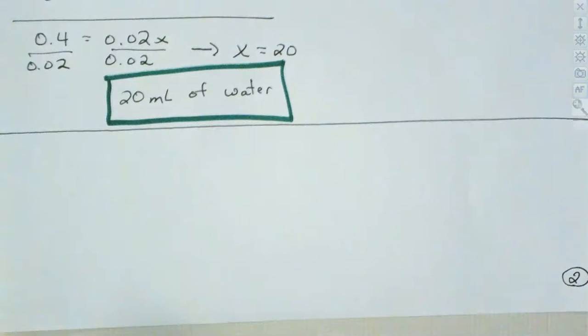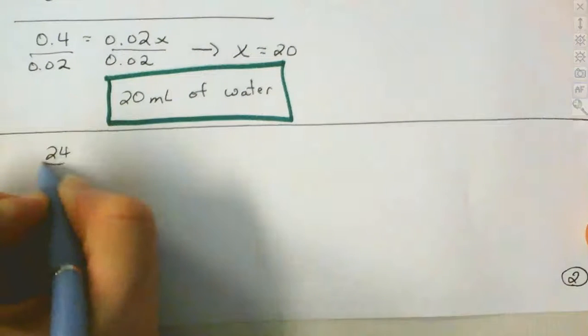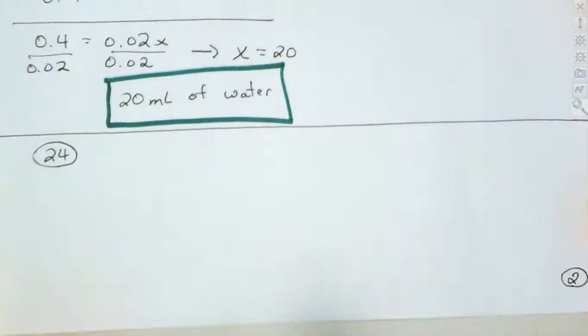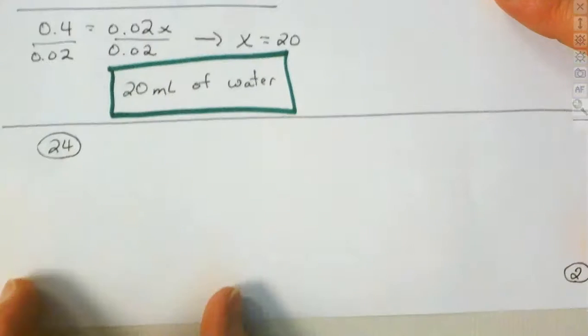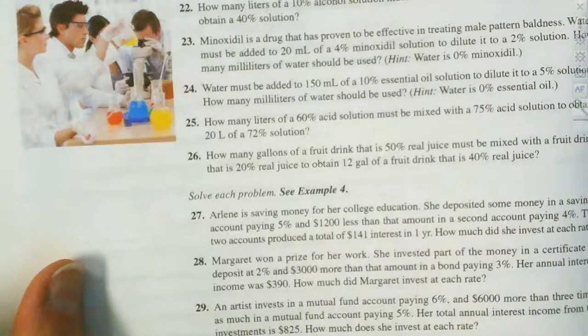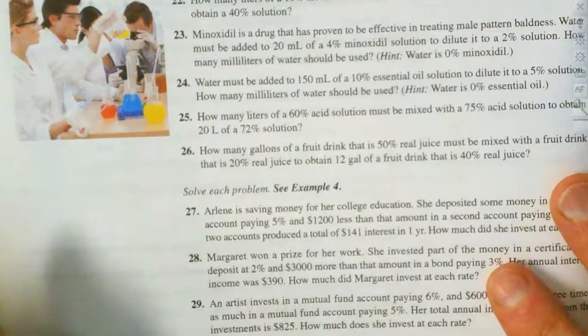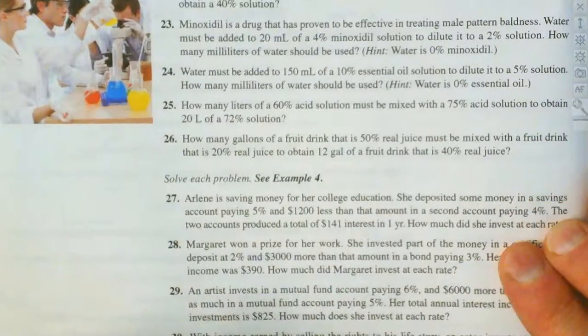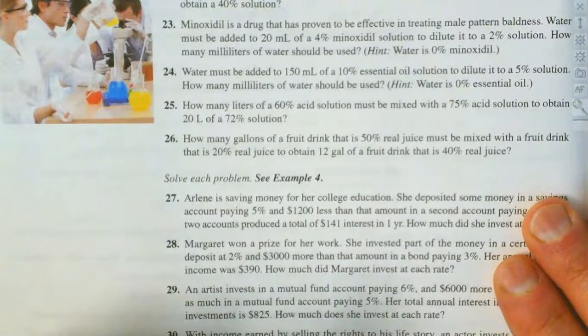Let's look at, how about 24? Now, 24 I'm not going to solve. We're just going to talk about how to set it up, because that's where we struggle. Solving the equation is not the problem. It's the setup. So 24 is going to be very, very similar to 23.